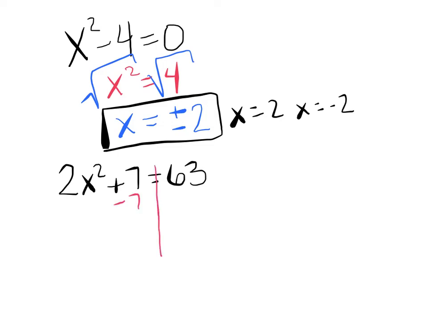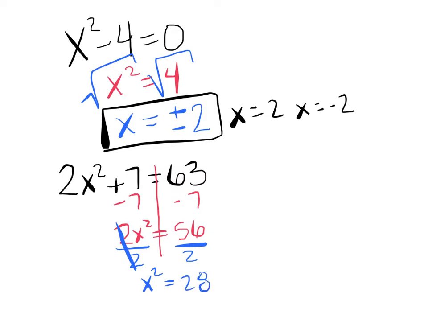First thing I'm going to do is subtract 7 from both sides. So we're going to end up with 2x squared equals 63 minus 7, which is 56. Well, now we have to divide both sides by 2. So we're going to end up with x squared equals 28. Now we're going to undo the squaring, so we're going to take the square root of both sides.